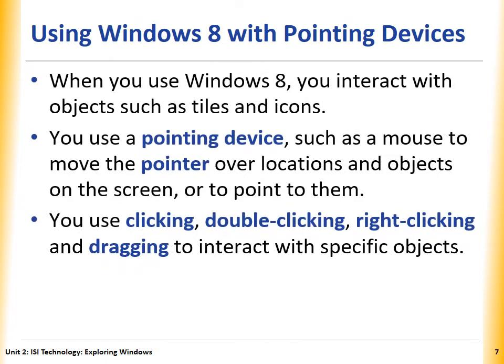When we use Windows 8 with a pointing device, what do we actually do? We are interacting with objects, tiles, and icons. We already saw that before, correct? So what is a pointing device? A pointing device, such as a mouse, is used to move the pointer over a location or object on the screen to point to it, correct? How do we use the mouse? We can click or double click, right click, or drag and drop to interact with specific objects. We are going to see that in detail when we go back to school.